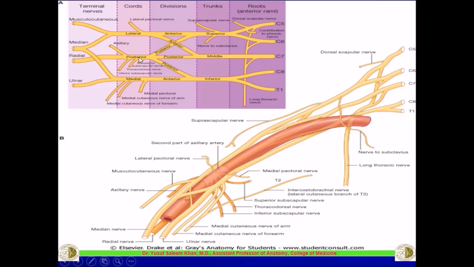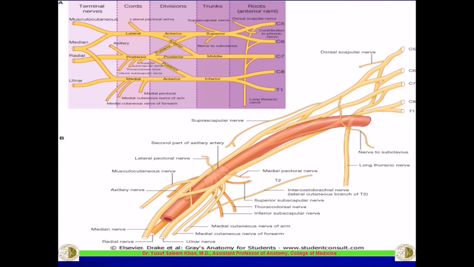The posterior division will give five branches. Here you can see the axillary nerve and the radial nerve, the most important nerves. Along with that, there will be upper subscapular, lower subscapular as well as the thoracodorsal nerves. These are the nerves which are coming from the three cords.